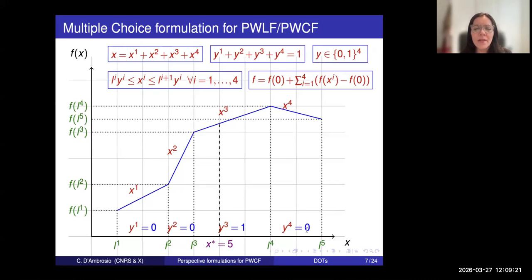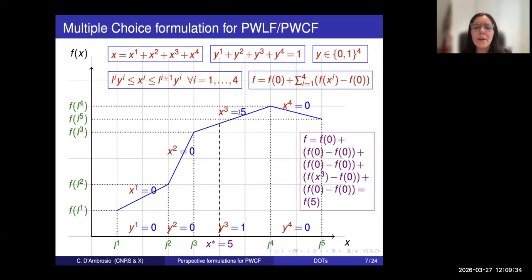Now let's see the values of the x's. Thanks to these constraints, we know that x1, x2, and x4 will be equal to 0, and x3 will be equal to 5, because the value of x will be given by the unique xi that is not taking the value 0.